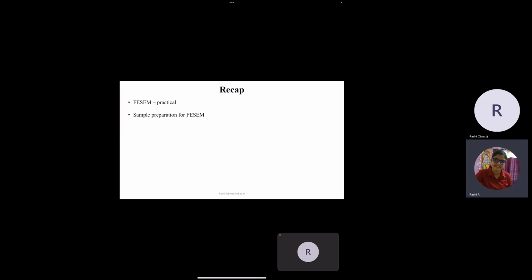And then sample preparation for FESEM we have seen, and then EDAX analysis we have carried out. We have also seen how the EDAX analysis will be done, and we have seen EBSD analysis also. And then sample analysis, like how the different samples, like powder samples and metal samples, can be prepared and then analyzed, that we have seen. How to do FESEM also we have carried out, and we have also seen the parts of FESEM. So this is the recap that we have done till now.